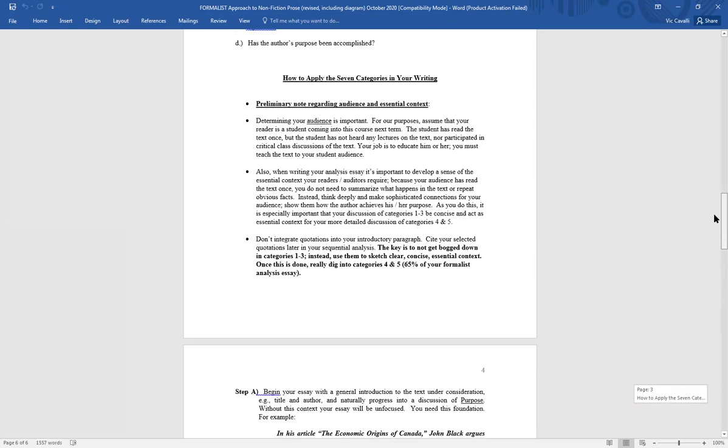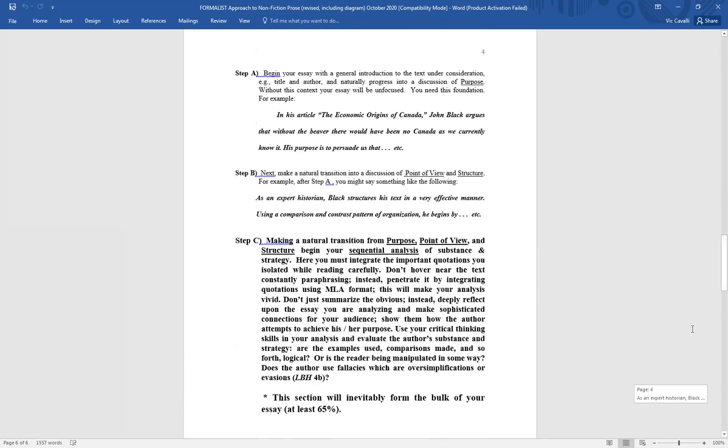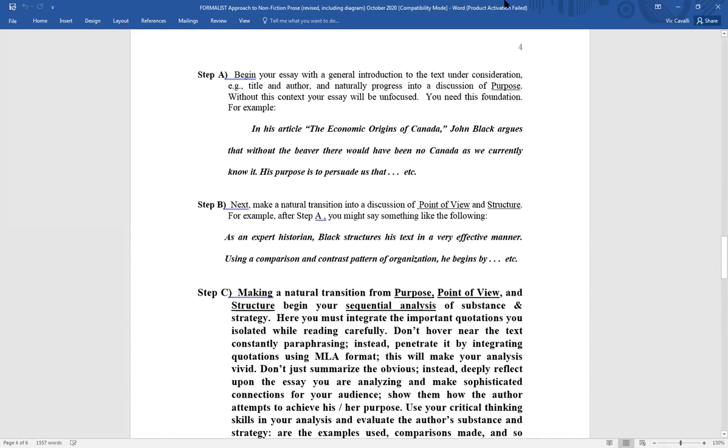So, step A, you're going to begin your essay with a general introduction to the text under consideration. And you'll see how this works when I read the samples in a few minutes. Begin your essay with a general introduction to the text under consideration, for example, title and author, and naturally progress. Now, I'm going to use the word natural in this lecture in several places. It's only natural that you need to identify the text and the author and the purpose to help the reader have focus. Title and author, and naturally progress into a discussion of purpose. Without this context, your essay will be unfocused.